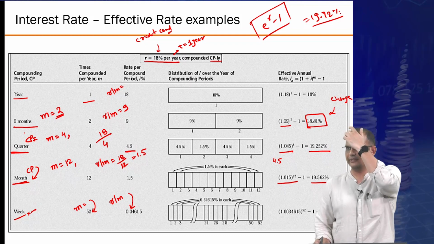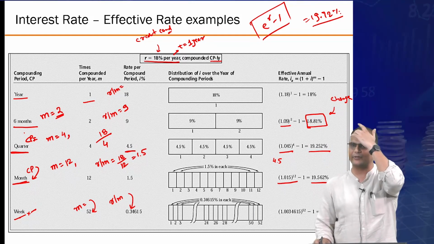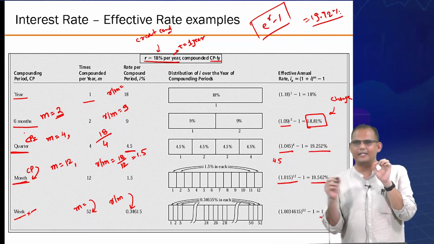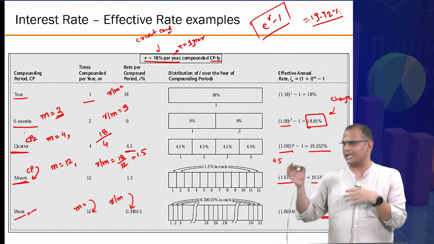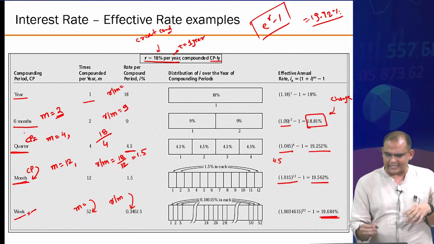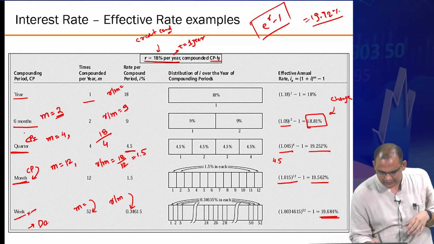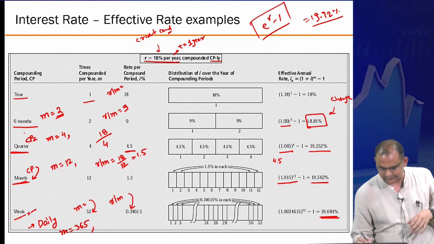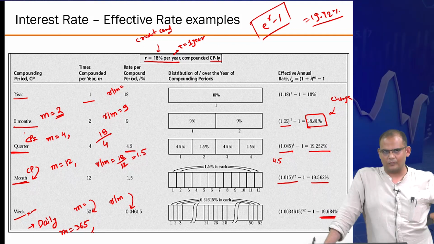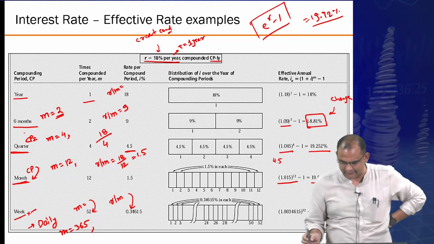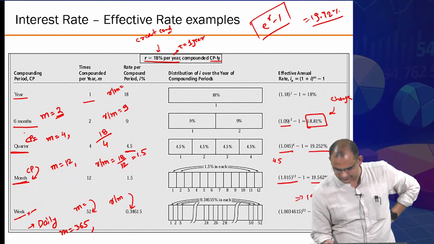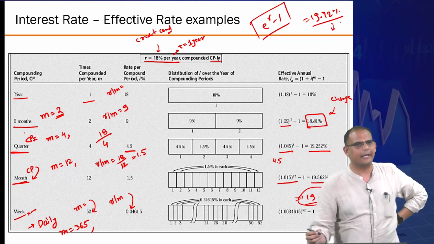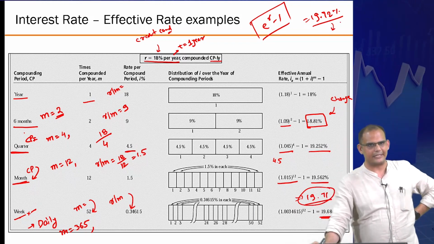That's how people trick most of the time. They'll mention on a year basis, but on the fine print, they'll mention the compounding is happening on weekly basis, daily basis, whatever. Can you find the daily interest rate? M becomes 365. Can you give me the answer? 19.771. So still continuous is slightly higher compared to even the daily basis.